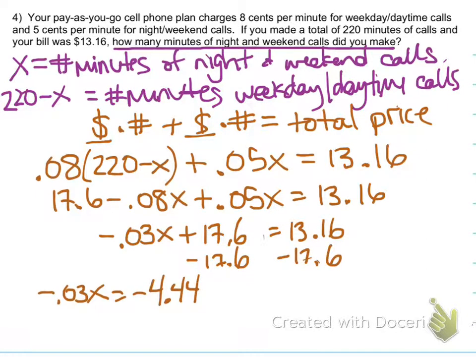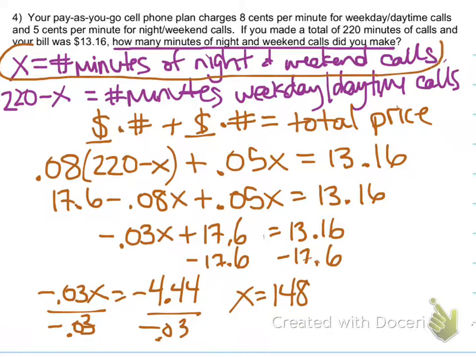I had made an error on that last one and I corrected it. It was 17.6, not 17.16. And now at this point, my last step, dividing by negative 0.03, and I see that x is 148. Now, 148 what? Well, this is another reason that it's good to define our variables, because we've defined x as the number of night and weekend minute calls. So there's 148 minutes of night and weekend calls.